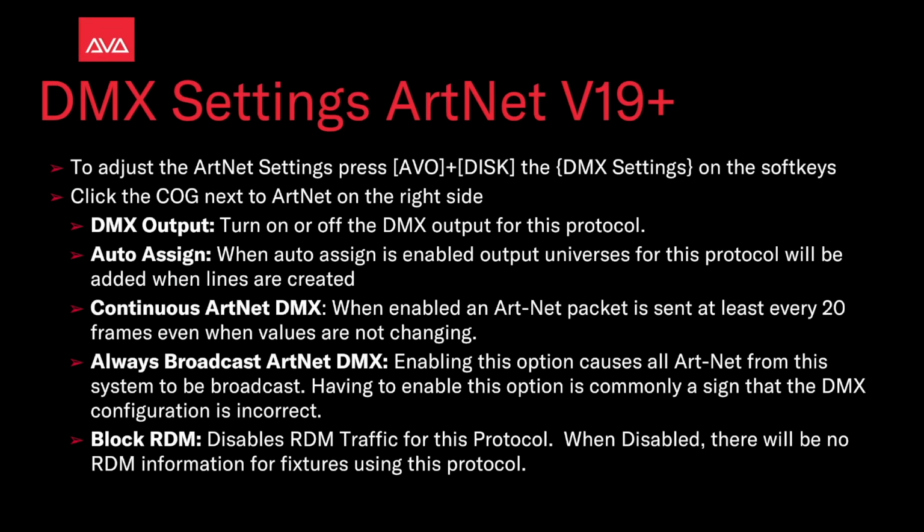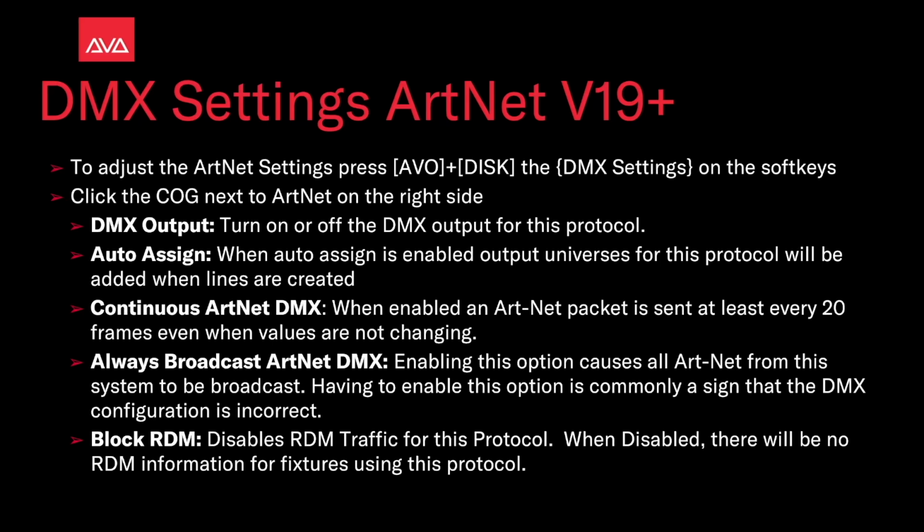To adjust the ArtNet settings, press the Avo and Disk key at the same time, and then DMX settings on the soft keys. Then click the cog next to the ArtNet on the right side. DMX output: turn on or off DMX output for this protocol, so you can turn ArtNet on or off. Auto assign: when auto assign is enabled, output signatures for this protocol will be added when lines are created. So when you add new lines, they'll automatically have ArtNet added to them.